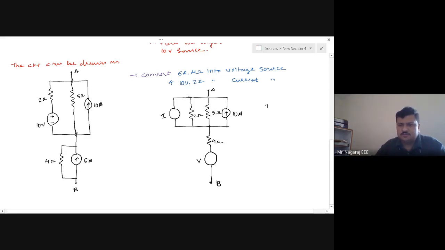Now, what is I equal to? As per the rule of source transformation, I1 plus I2? I am talking about only this source now. Don't combine the entire circuit.